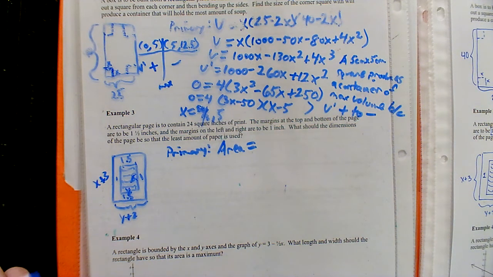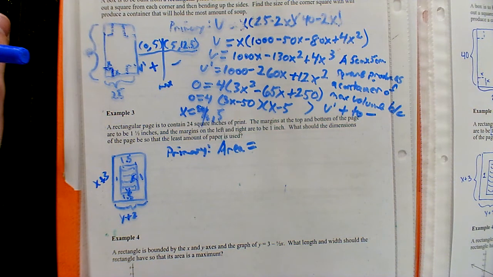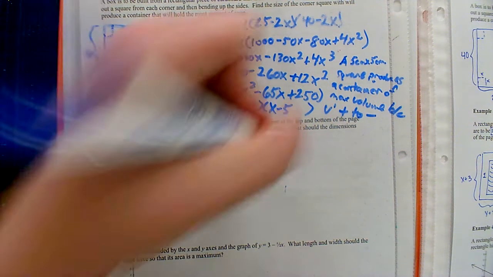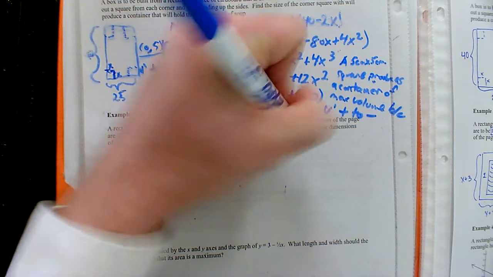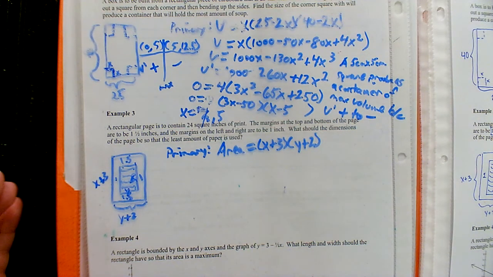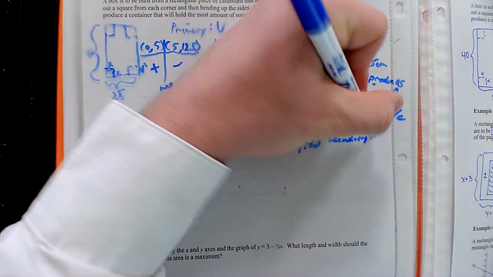Now, can we find the area? We want to try to minimize area, but we're trying to find amount of paper used. So what should the area be? Dan? Y plus 2 times x plus 3. Yep. X plus 3 times y plus 2. Okay, that's our primary equation. Is it one variable or more than one variable? More than one. We need a secondary. Secondary equation.